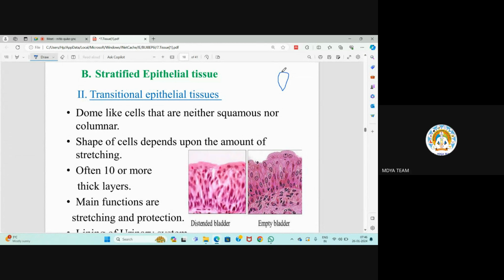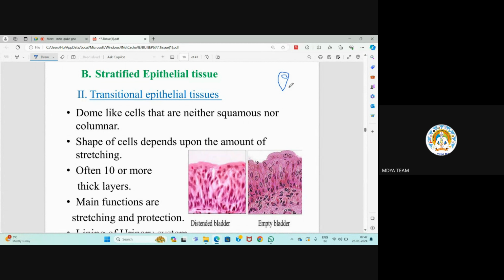Okay, so transitional epithelial tissues are dome-like shaped. They are neither squamous nor columnar. Squamous was flattened. Columnar is column-like shaped. So they are neither flattened nor columnar. They have a dome-like shape, like this. You can see here the shape of these transitional epithelium cells is like this, and they have a nucleus in between them, like this.